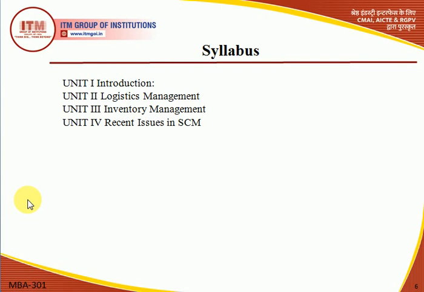In the very last unit, that is recent issues in supply chain management, we are going to learn about the role of computer and IT in supply chain management, CRM, that is customer relationship management versus supply chain management, benchmarking concept, features and implementation, outsourcing basic concepts, value addition in supply chain management, concept of demand chain management. So these are some topics which we are going to discuss in these 4 units of supply chain management. This will include the complete syllabus.